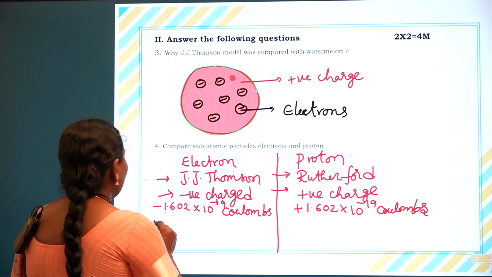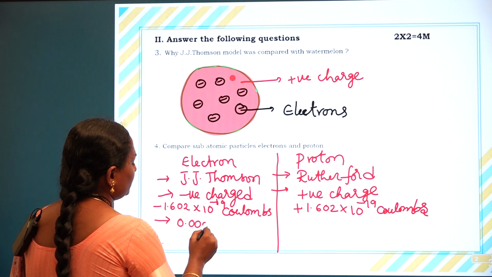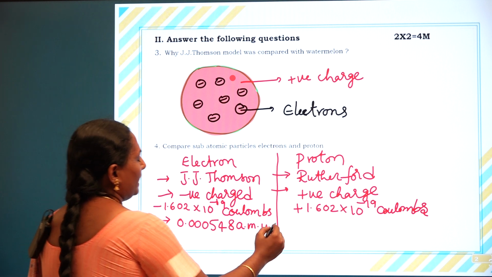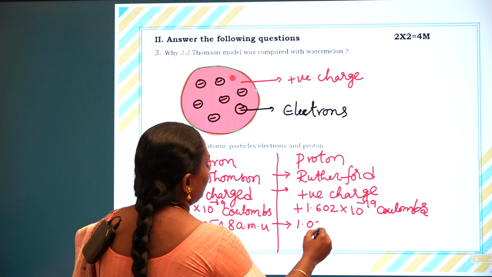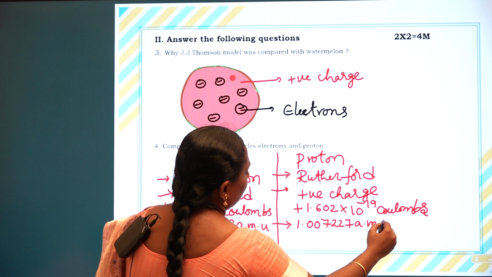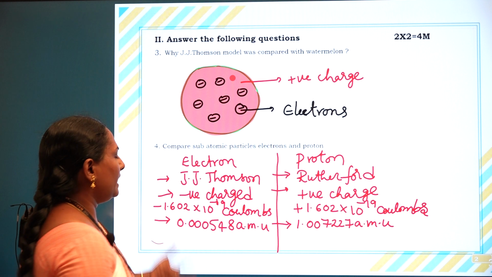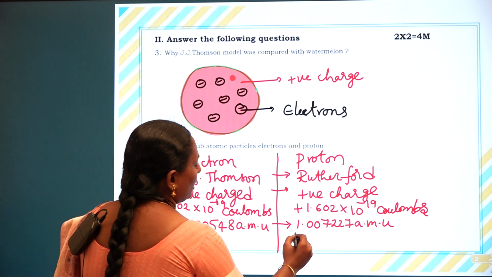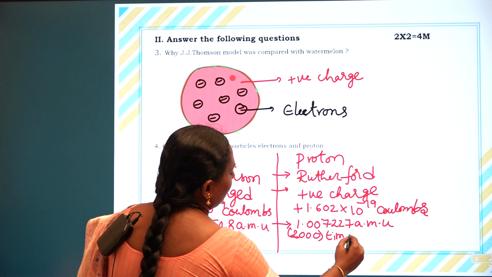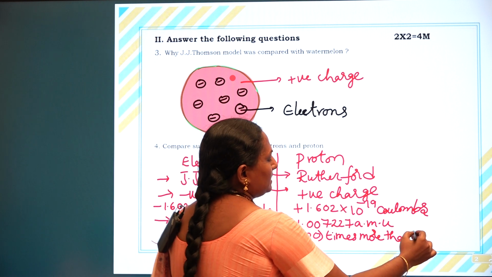Whereas the mass of the electron is negligible, 0.00548 AMU. Whereas the mass of a proton is 1.00727 AMU. So the mass of the electron is assumed to be negligible, whereas the mass of a proton is approximately 2000 times more than the mass of an electron.